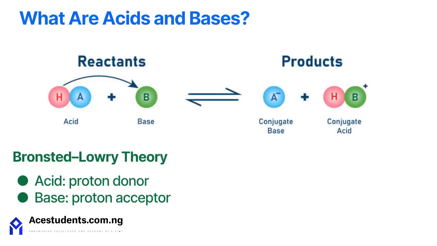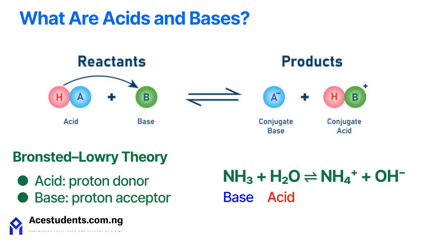Moving forward, the Bronsted-Lowry theory gives a broader explanation. Here, an acid is defined as a proton donor, while a base is defined as a proton acceptor. In this reaction, ammonia accepts a proton, acting as a base, while water donates a proton, acting as an acid. Note: the word proton means hydrogen ion.